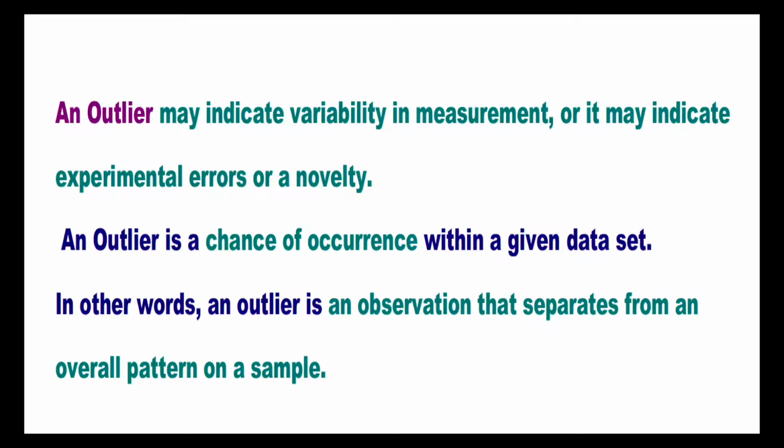Hello students, in this session we are going to see about outlier analysis. An outlier may indicate variability in measurement, or it may indicate experimental errors or a novelty. An outlier is a chance of occurrence within a given data set. In other words, an outlier is an observation that separates from an overall pattern on a sample.